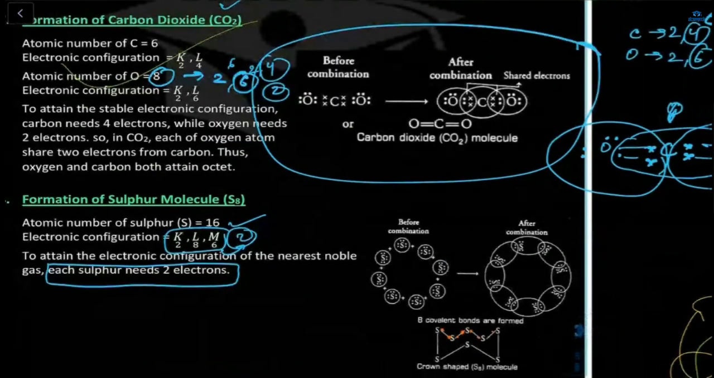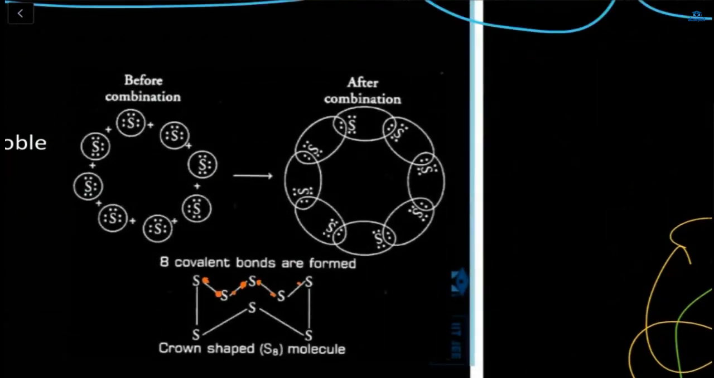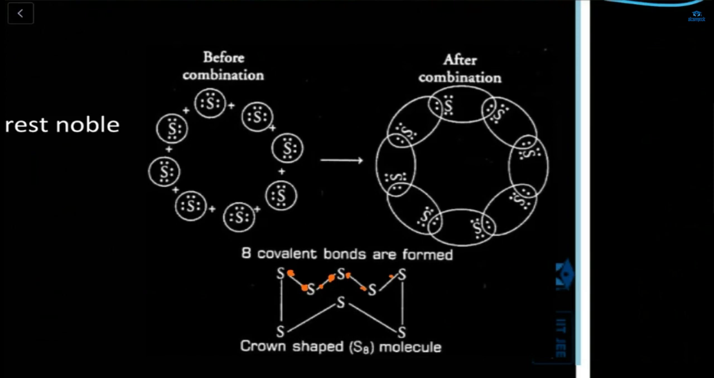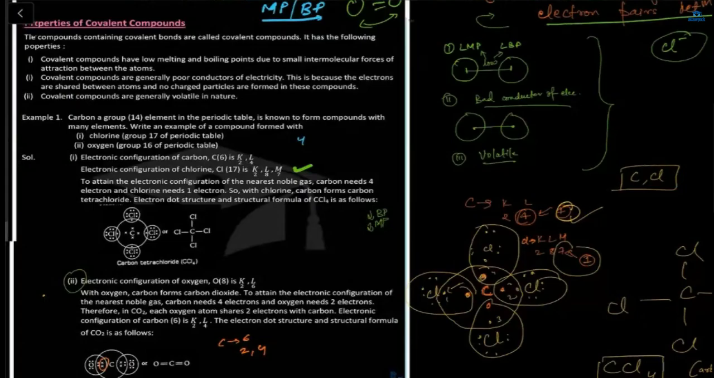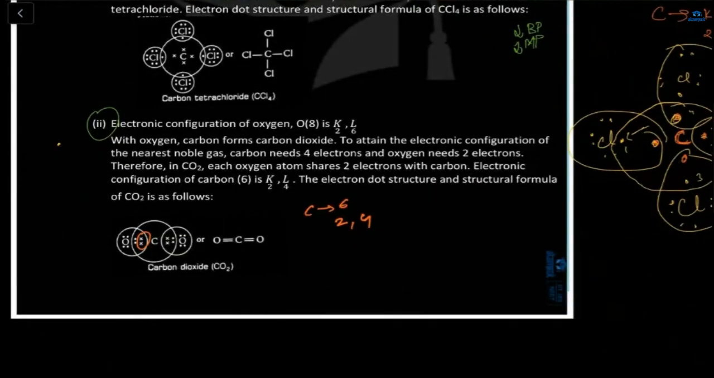This is important, sulfur, because you can see the diagram is very difficult, and if there is a difficult diagram, it means that it is important. So properties of covalent bonding. Tell me, what are the properties of covalent bonds? That also we have discussed.